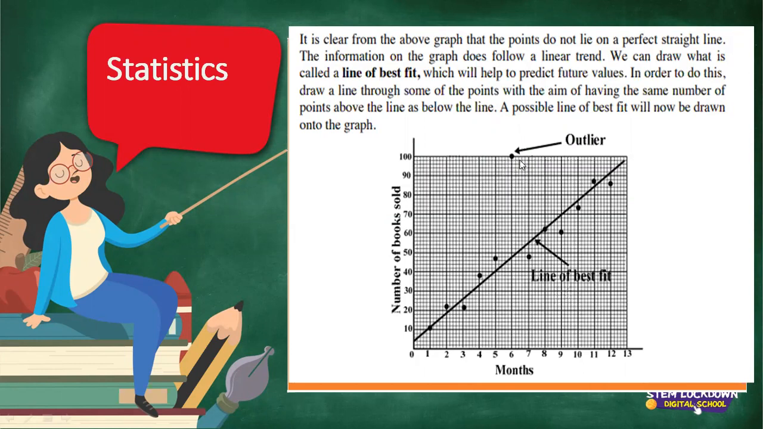Maybe there is an organization or a symposium that brings about the book sales going too high for that particular day. So we say the sales there is called an outlier. This point is an outlier, so we don't consider it in drawing our line of best fit. Okay, right. So that's our line of best fit.